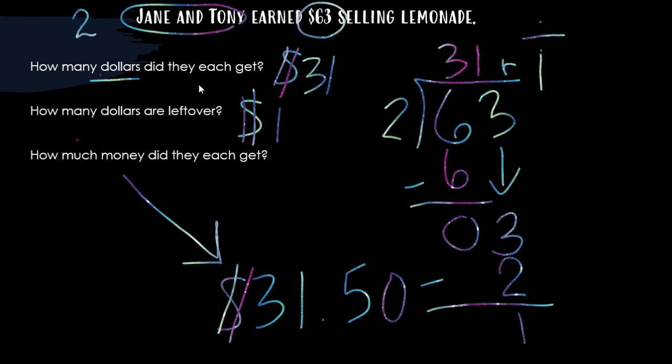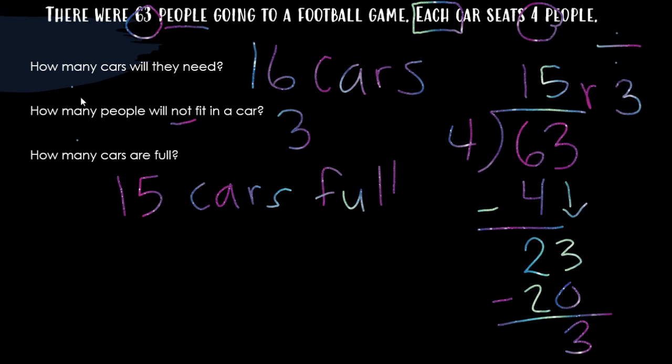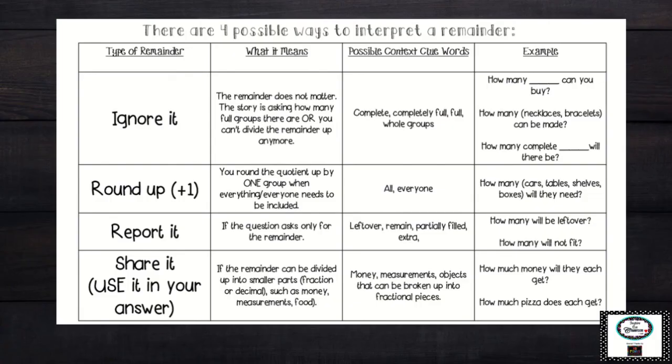So you can see that the problem changes what we are being asked to report out on based on the question. The work we did stays the same, but what part of the answer they are looking for depends on the question being asked. And so when we're thinking about division word problems with a remainder, it becomes really important that we think about what the question wants us to give.